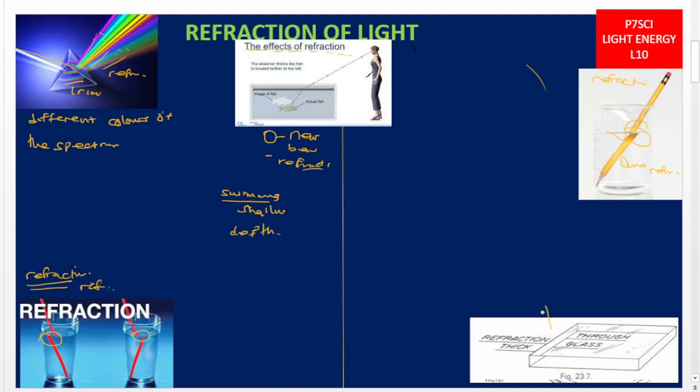What is put under a glass block? We have this and this, so these ones appear to be raised above these, simply because of refraction of light. And also refraction causes what we call a mirage, like that pool of water on a sunny day on a tarmac road. So those are the effects of refraction of light.